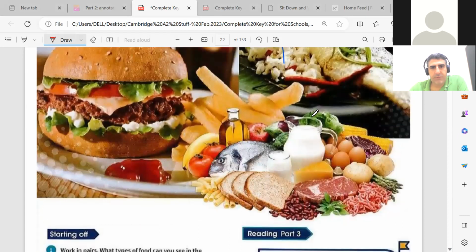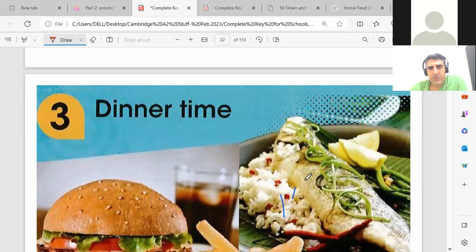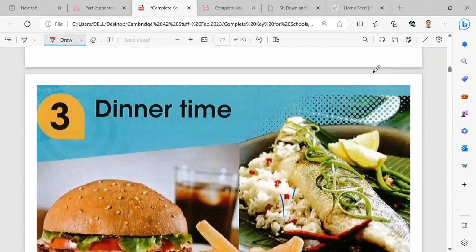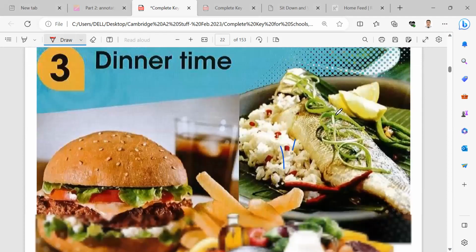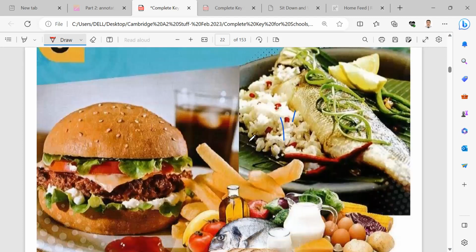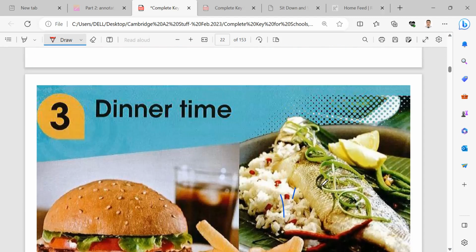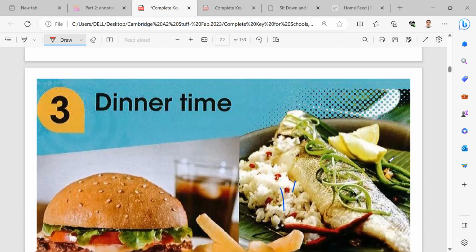Okay, so the first group, fruit and vegetables. Can you name, please, the different types of fruits and vegetables? Dinner time. Yes. Can you see any fruits here? Fruits. I see an apple. An apple, where? Yes, an apple. Where is it?